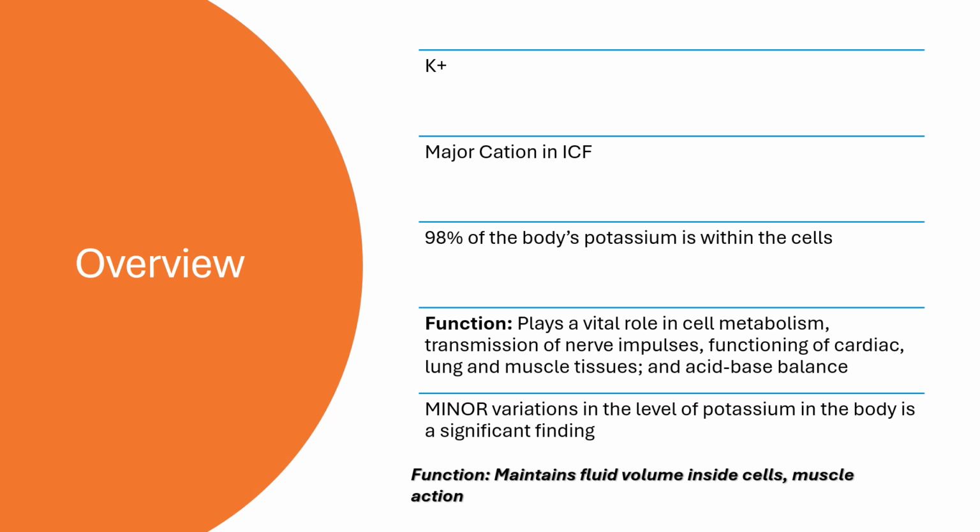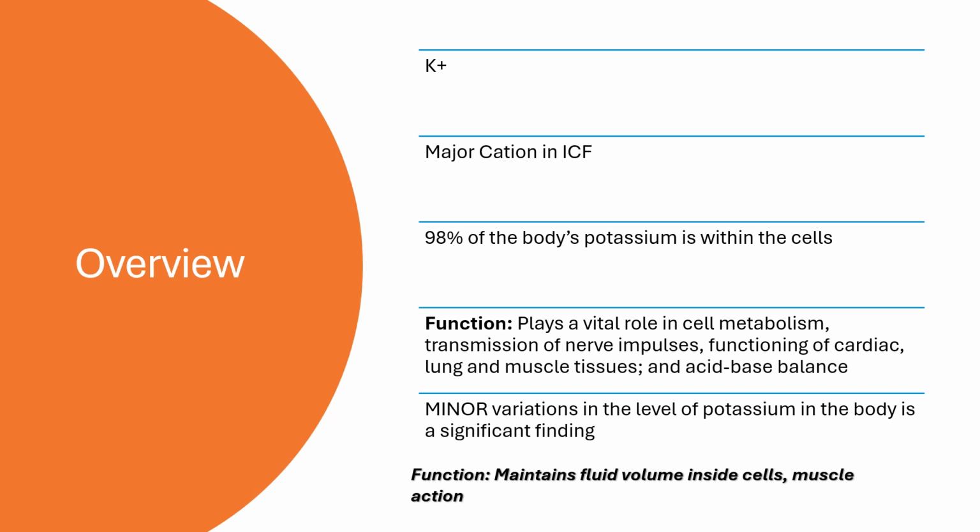It's one of the major electrolytes in the intracellular fluid, and 98% of the body's potassium is within the cells. Function: it plays a vital role in cell metabolism, transmission of nerve impulses, functioning of cardiac, lung, and muscle tissues, and acid-base balance. Minor variations in the level of potassium in the body are a significant finding.